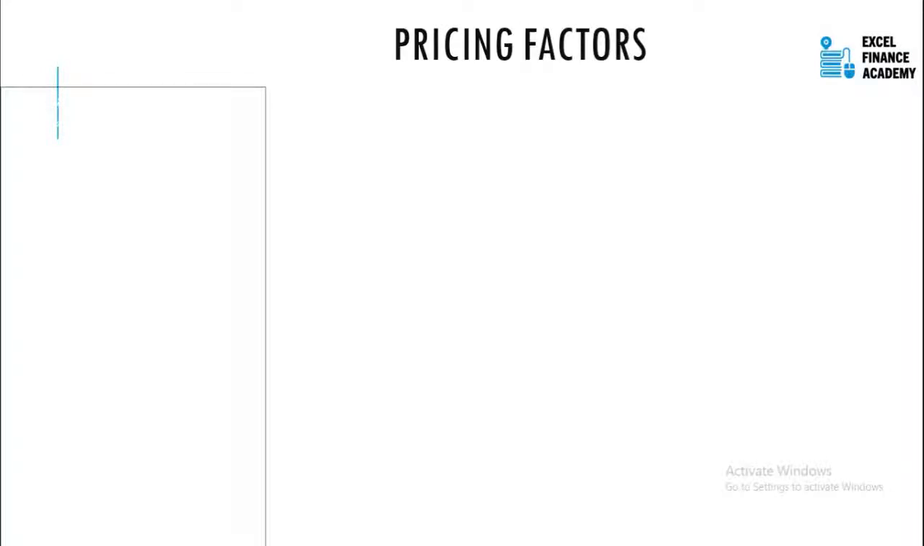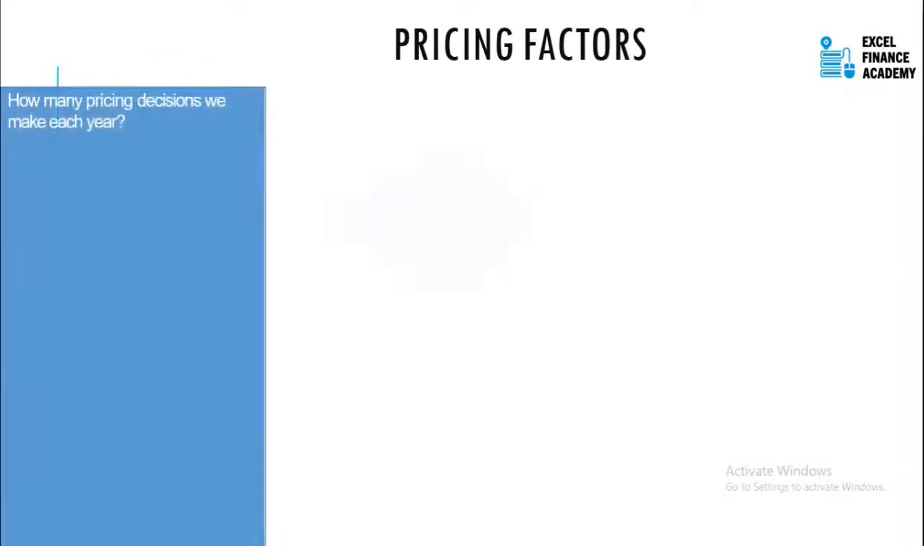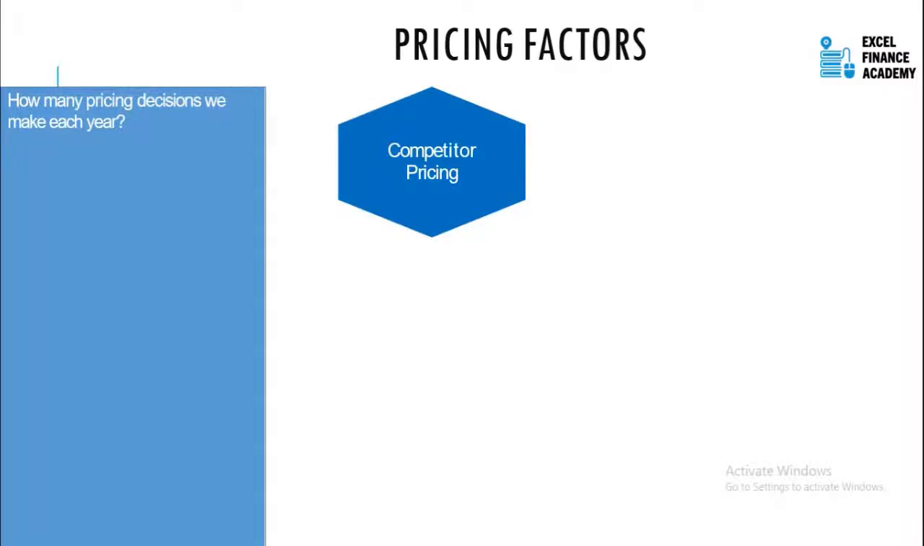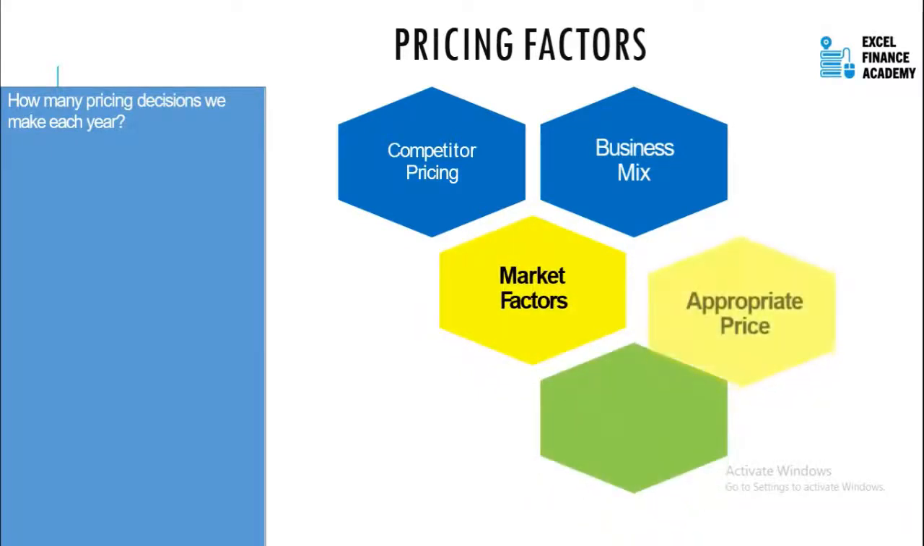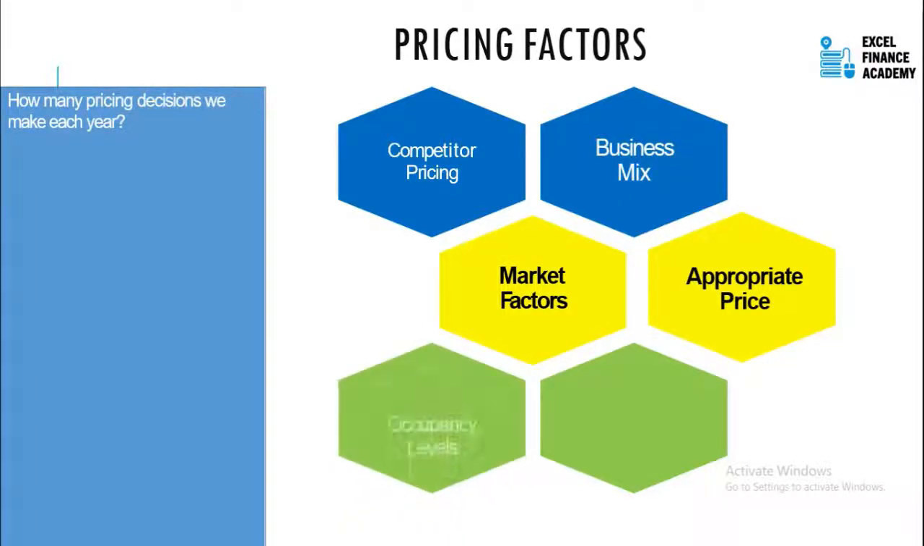Then these are the pricing factors that normally we follow in the hotels. We already discussed competition pricing. Then you have business mix, you have market factors, and also the appropriate price. Appropriate price means compare with your market, compare with your competitor: how much price you should be charging, how much price the competitor is charging. And it also depends on the occupancy levels. If the occupancy levels are very low, then you cannot charge a very high price because you may not get the rooms occupied. And also the supply and demand.